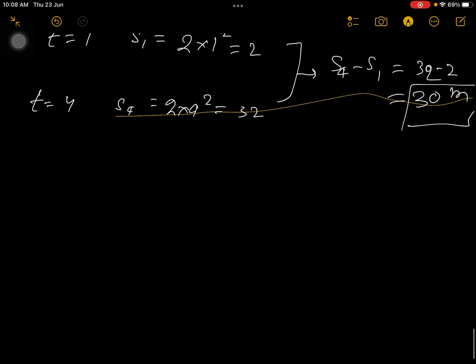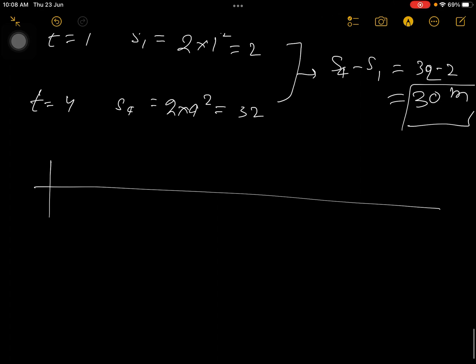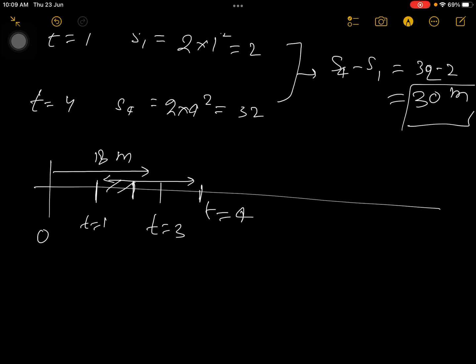It means what? See here, when time was 0, the vehicle or any body started, and when the body finished 3 seconds, then the distance traveled was only 18. Total distance was 18. Now meanwhile, I am targeting the time when t equal to 1 was there, and then from t equal to 1 I am going to t equal to 4, and I am counting the total distance covered in this gap. This was the second question, and it is coming as 30 meter.